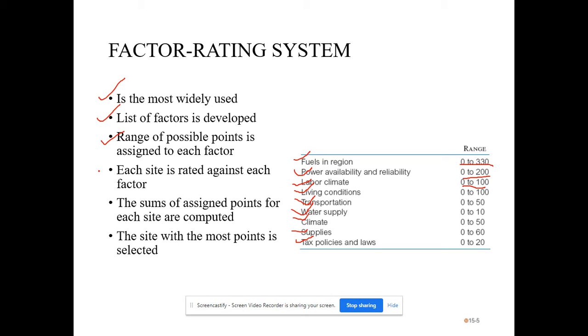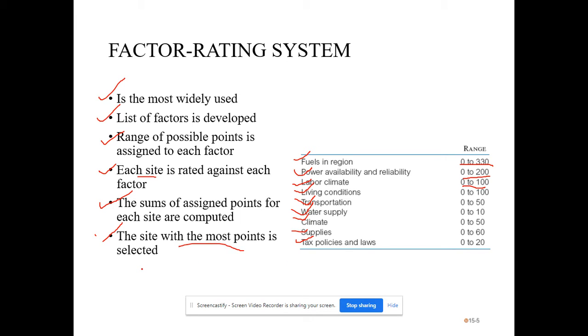Then suppose you have 5 sites, then you rate all these 5 sites against these factors, and then you assign them the points for each site. Then for each site, the sum of assigned points is computed, and the site with the most points is selected.